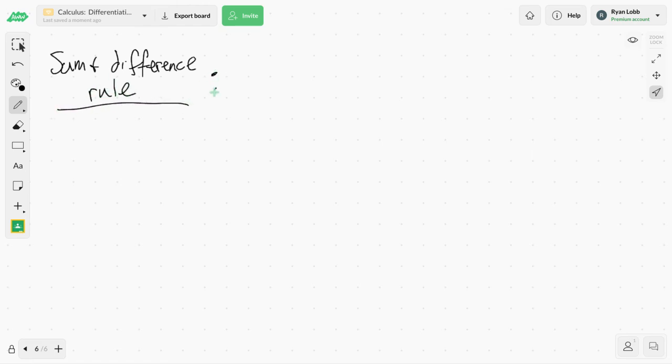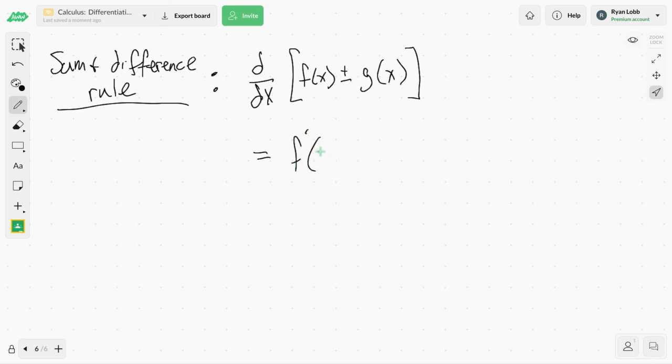So, the sum and difference rule. In this one, d/dx of a function of x plus or minus another function of x, the derivative of that is going to be equal to f prime of x plus or minus g prime of x, okay?